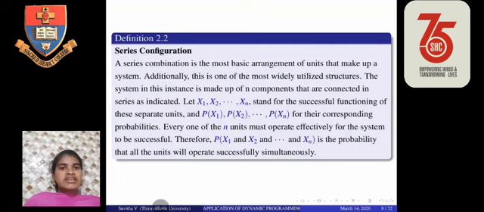Series configuration. A series combination is the most basic arrangement of units that make up a system. Additionally, this is one of the most widely utilized structures. Let x1, x2 up to xn stand for the successful functioning of these separate units and p of x1, p of x2 up to p of xn for their corresponding probabilities. Every one of the n units must operate efficiently for the system to be successful. Therefore, probability of x1, x2 up to xn is the probability that all the units will operate successfully and simultaneously.